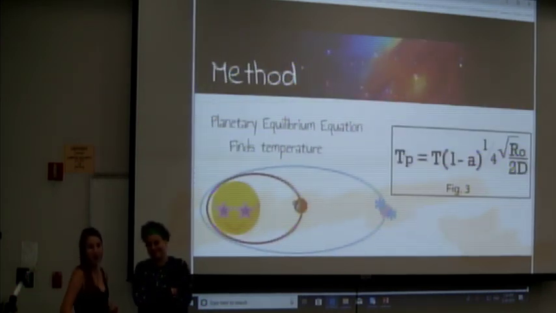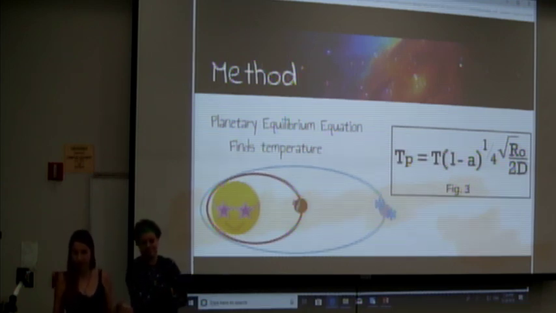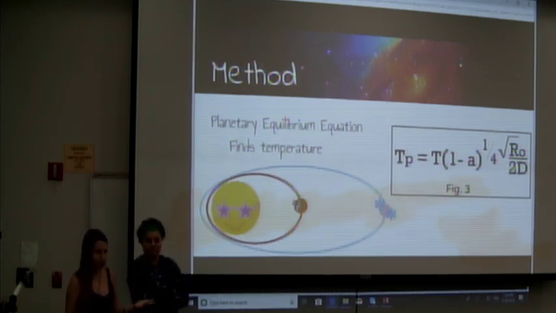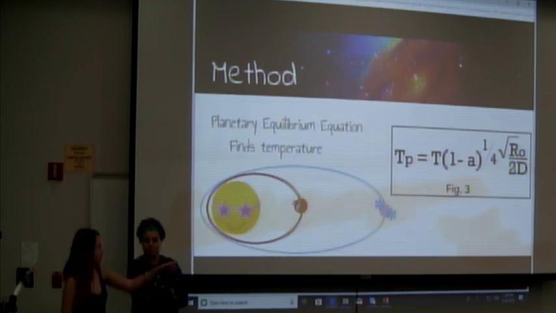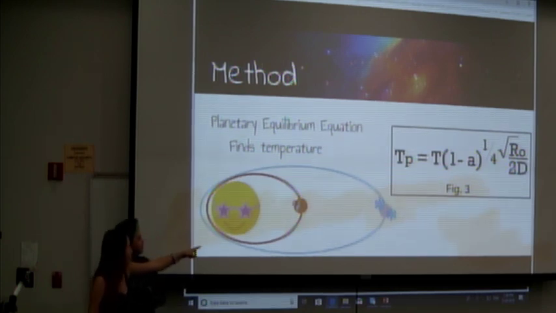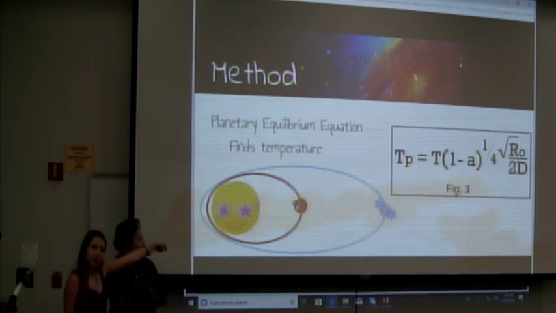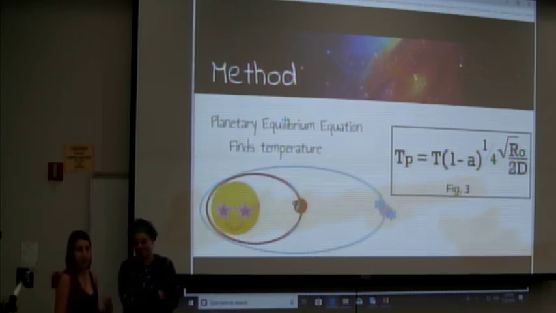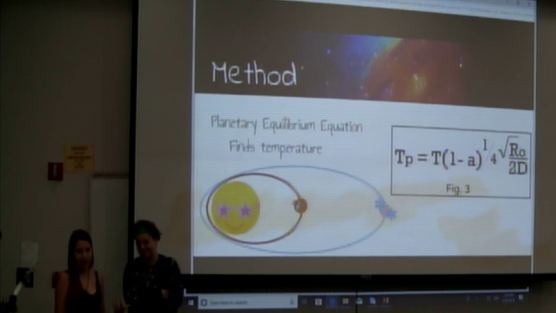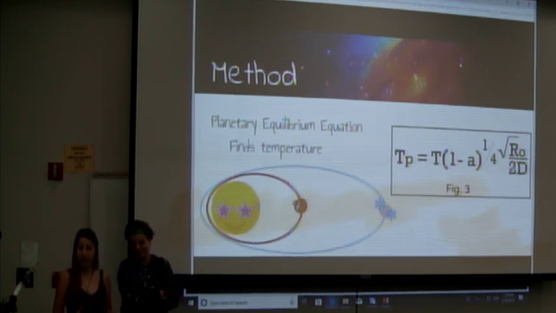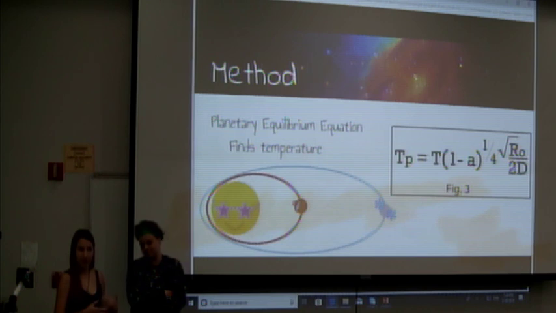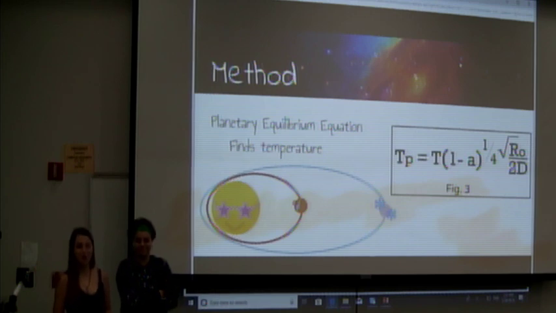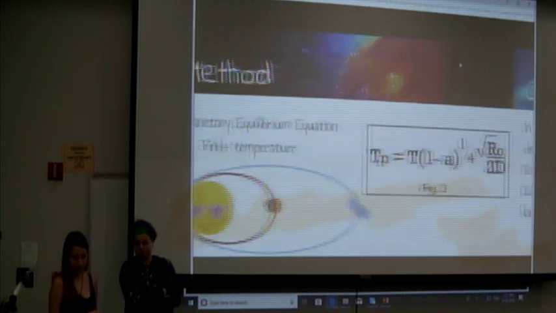And then I used the planetary equilibrium equation, because as you know, life kind of needs water, right? So I had to figure out how hot these planets were, if they were sweating like in a manga, or if they were really cold. The temperature of the planet is equal to the temperature of the star, times the quantity of 1 minus the albedo, to the 1/4 power, times the square root of the radius of the star divided by 2 times the distance. Albedo is how shiny something is, so it will either reflect light or absorb it.